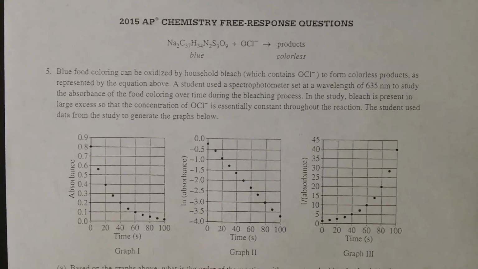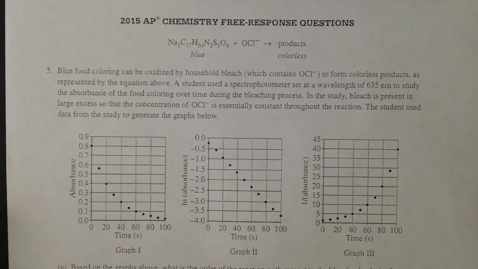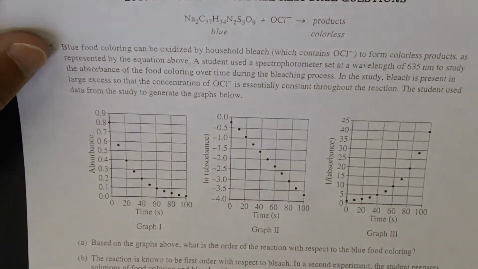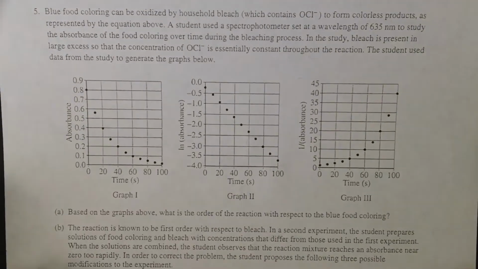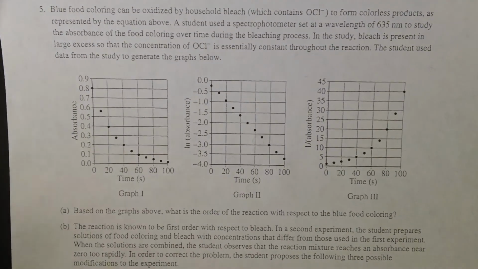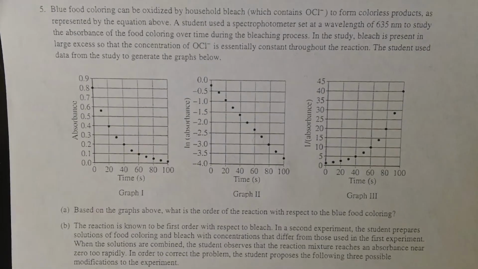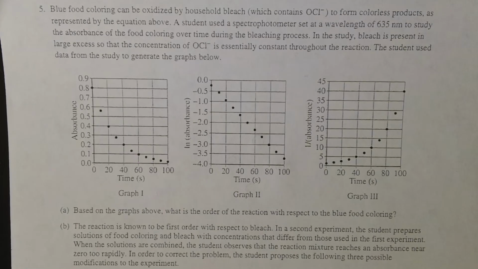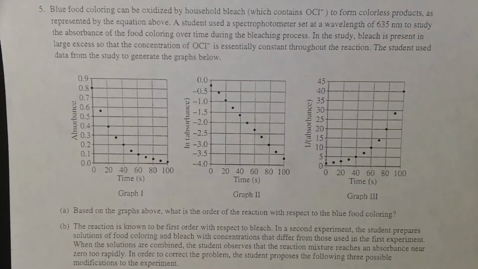And that's how we pick what wavelength to use when we're using the spec to look at absorbance over time for specific colors. So the student generates this data, and then we've got a couple quick questions on this thing, and these should be fast for us. The first question here, A, says, based on the graphs above, what is the order of the reaction with respect to the blue food coloring? The order is first order.